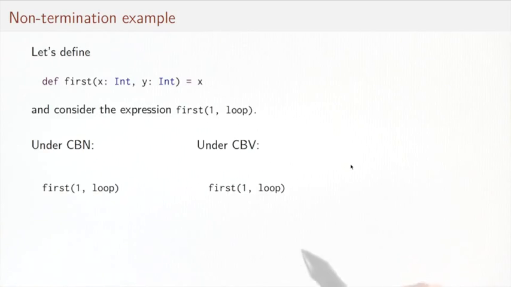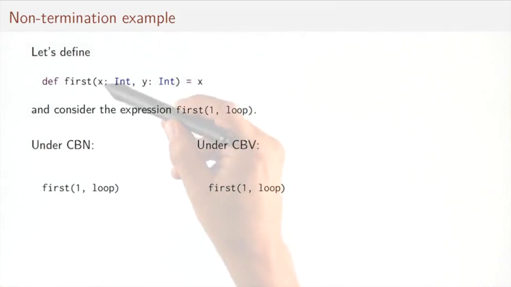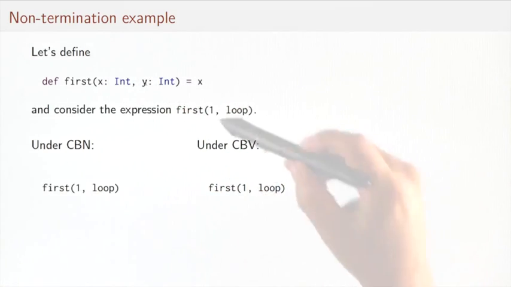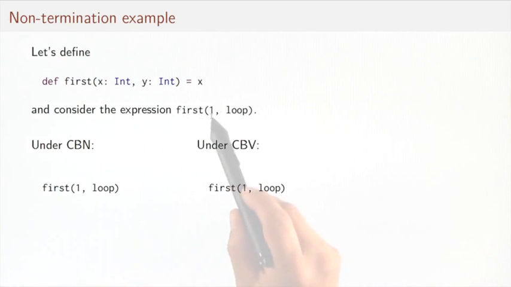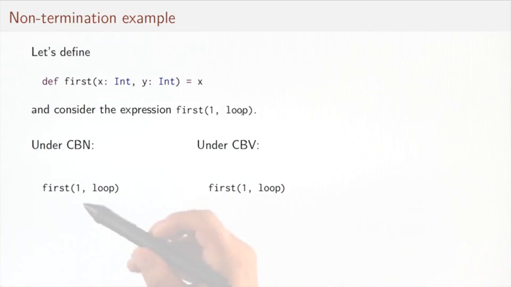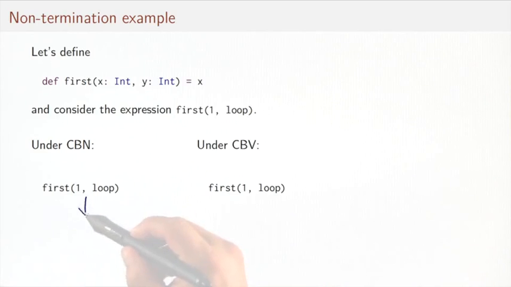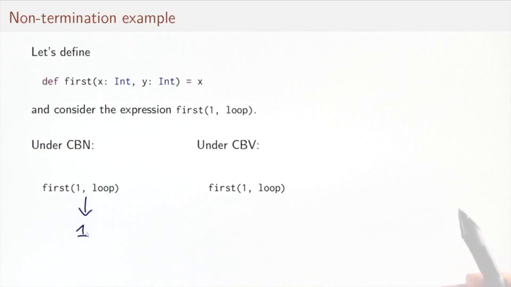We define a function first that takes simply two parameters, x and y, and returns the first one, x, so it forgets about y. And then we consider the expression first of 1 and loop, so we pass a non-terminating computation into the second parameter. Under call by name, what will happen? Well, call by name will reduce the function application without reducing the arguments, so it would just yield 1 in a single step, the first argument, and the evaluation would stop in a value, obviously.